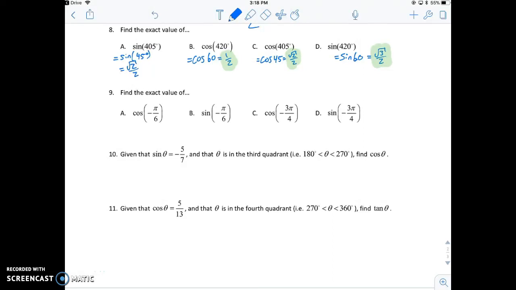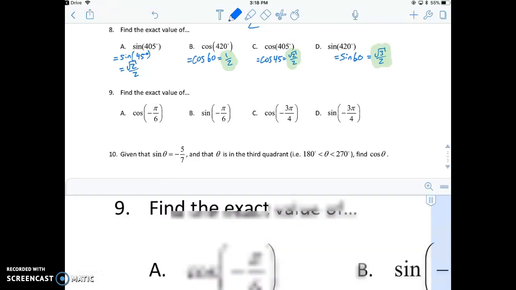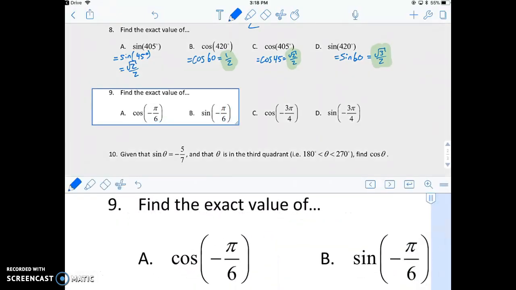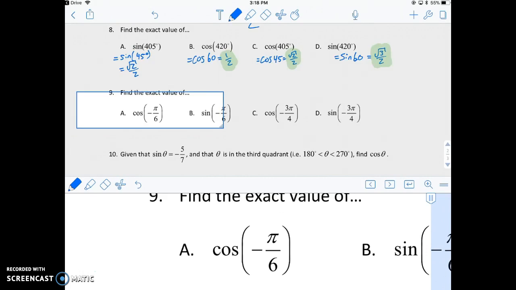Alright, so this is going to be part 2 of the video. In the last video I finished off on question number 8, so in this one I'm going to start on question number 9. So we can use the fact of evenness and oddness of functions to help us with these.